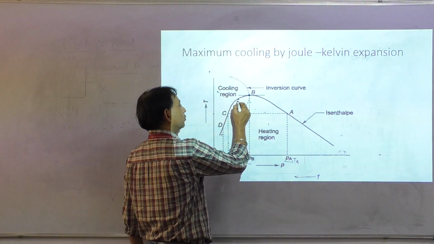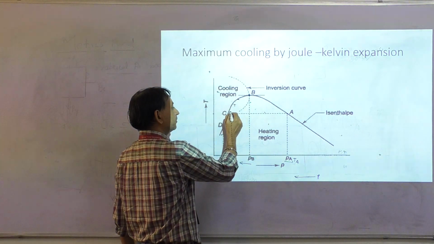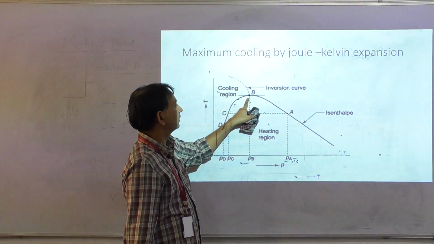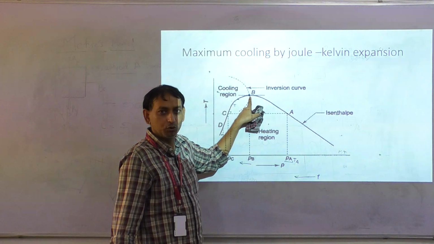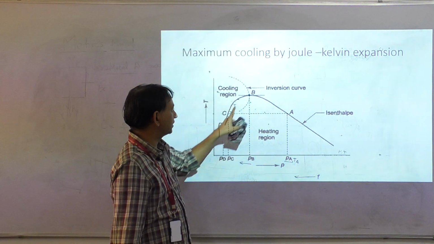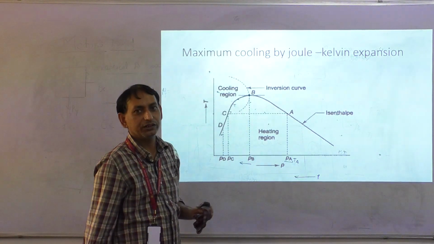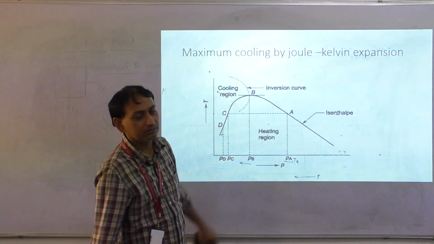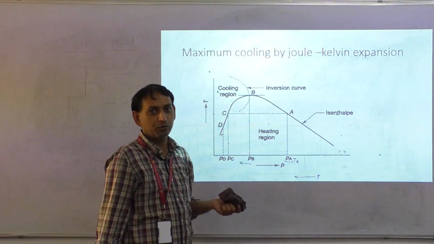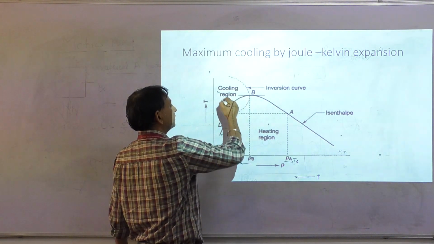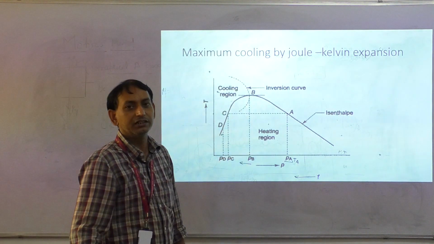Here the temperature is lower, here the temperature is lower, and here the temperature is lower. So the cooling action is only performed when the gas is made to pass through the throttling device while the gas is at the inversion points. Maximum cooling is achieved when the gas is at the inversion points. This cooling region represents where the gas temperature has decreased.